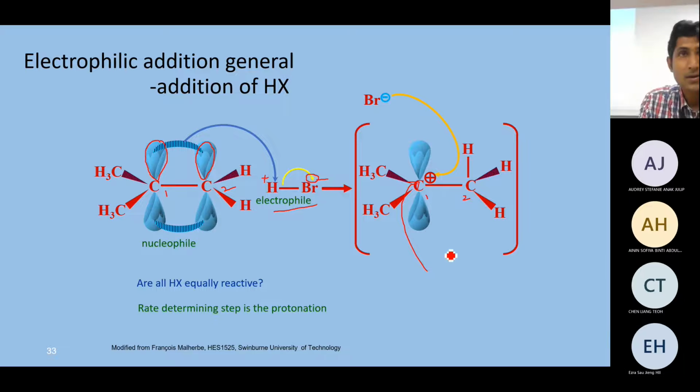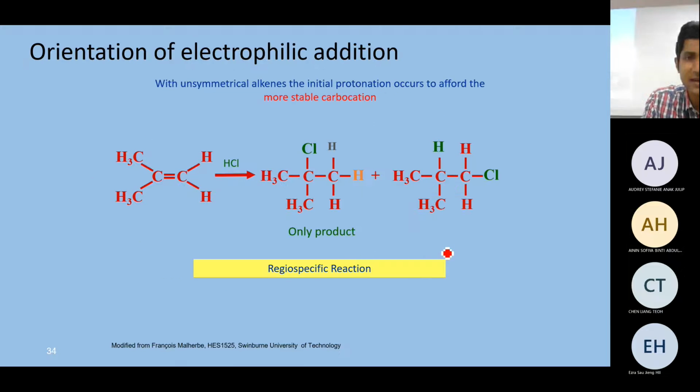Okay. Is it a mistake, or is it actually the same thing? It is an important thing that I'm showing, because this is called a regio-specific reaction. Regio-specific means region, right? The site is specific. It will happen exactly at this carbon.